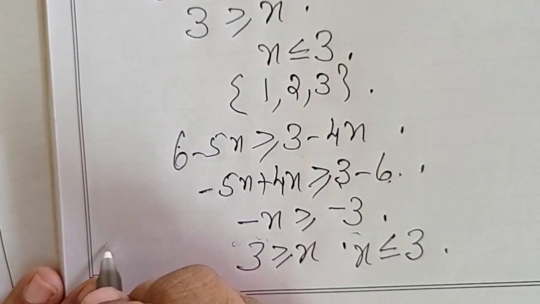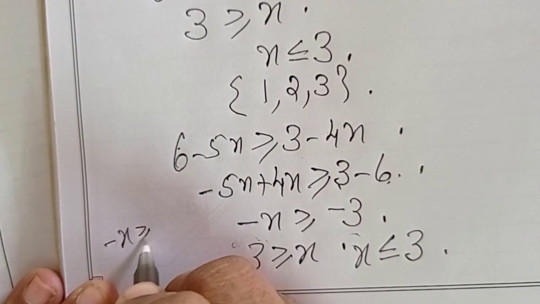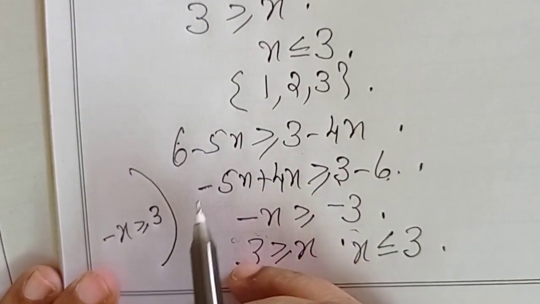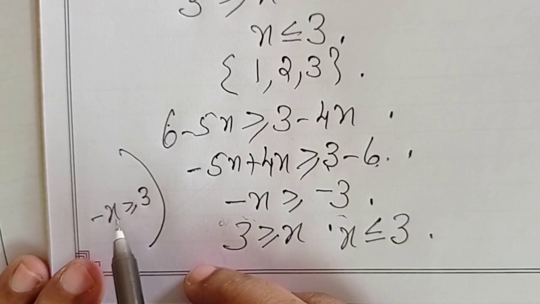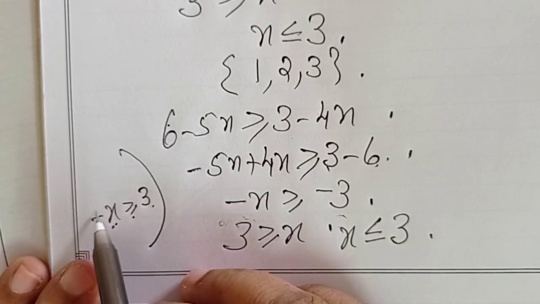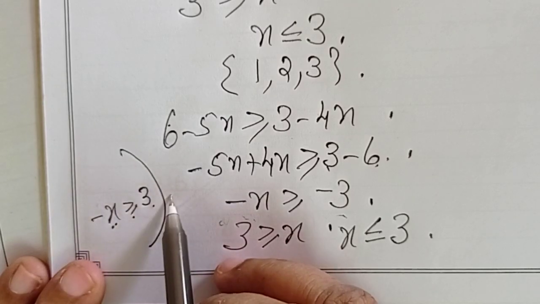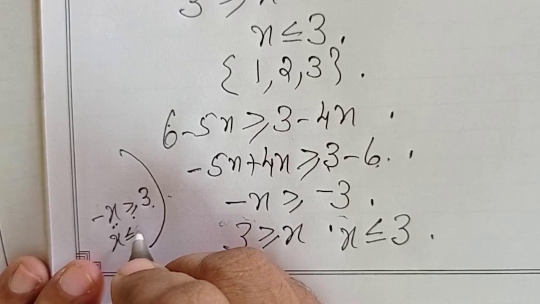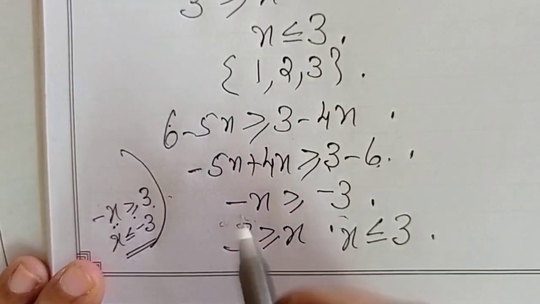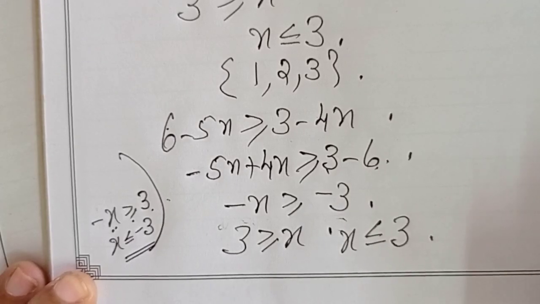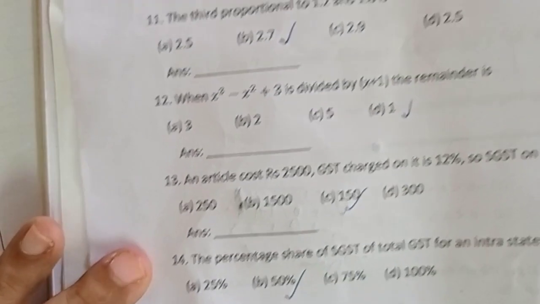And suppose minus x greater than or equal to 3. Listen to this also. Suppose if you want to change this minus x greater than or equal to 3, you have to change this x otherwise. Isn't it? So x less than or equal to minus 3. Understand? Then copy the next question.